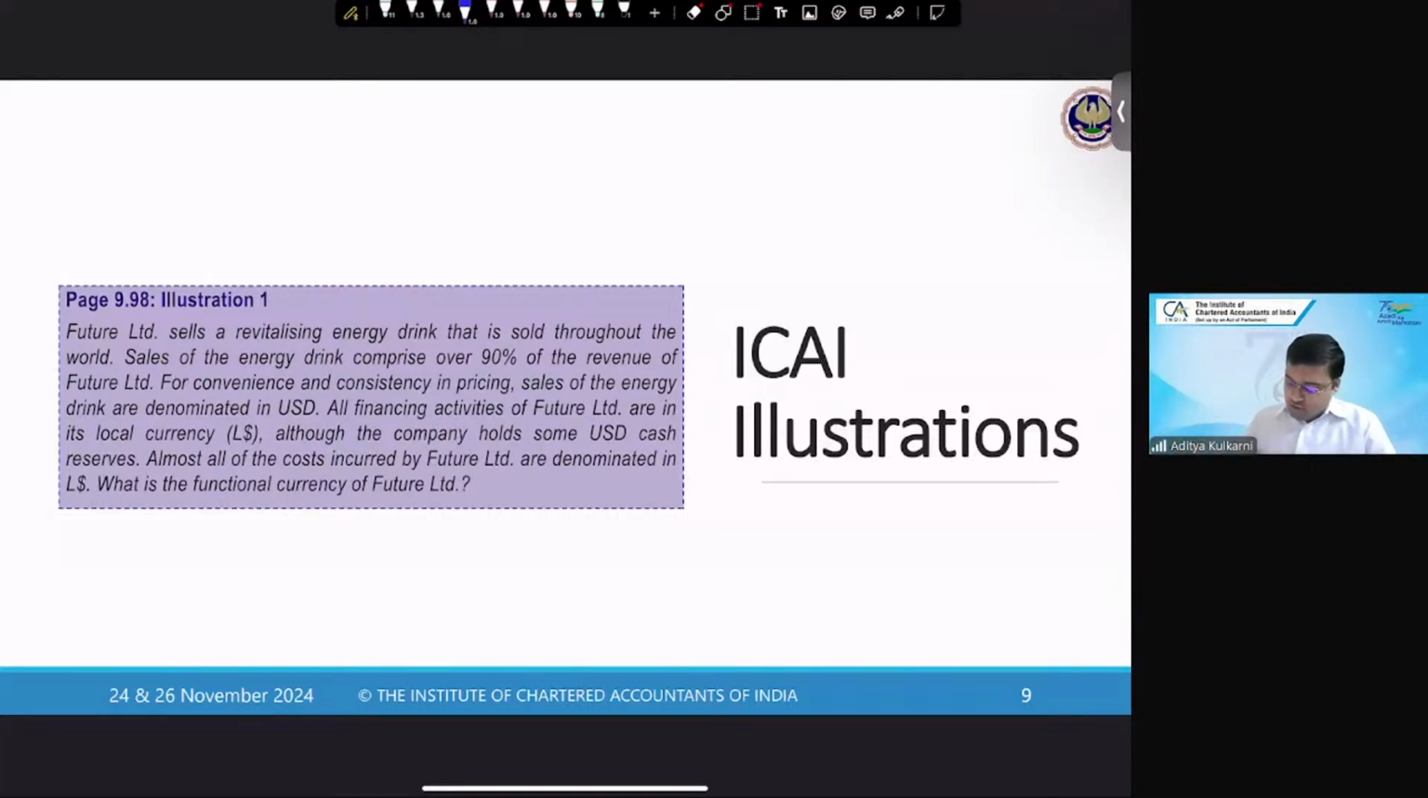Yes. So what they have said is, it is only for convenience and consistency that sales are denominated in dollars. ठीक है, that's okay. It's just a denomination. Pretty much like the example of Emirates that we gave, where it is denominated in INR because हम Indians book कर रहे हैं.